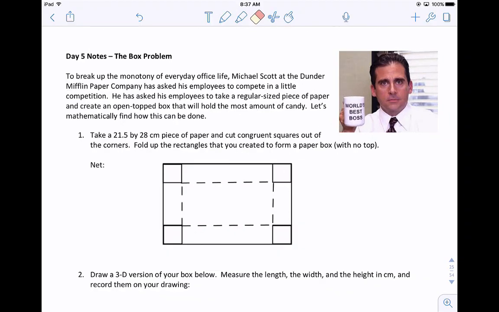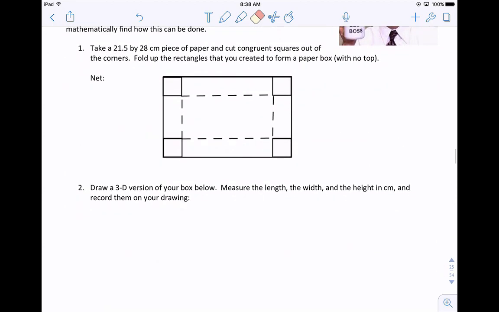Day 5, we look at the box problem in class. We design open-top boxes and figure out which one has the biggest volume, and we do that just by modeling. So we actually make the boxes in class, but then we do it mathematically as well.